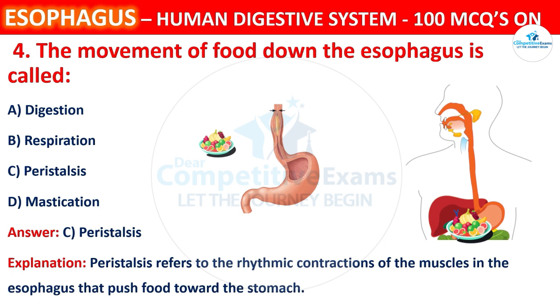Peristalsis refers to the rhythmic contraction of the muscles in the esophagus that push food toward the stomach.